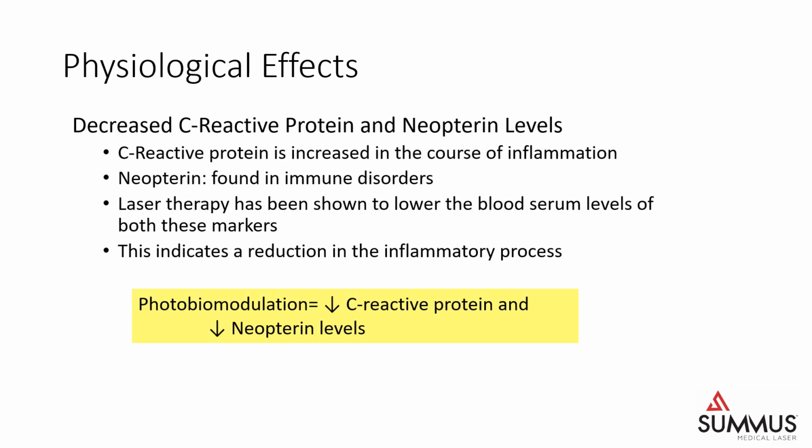One method to assess levels of inflammation is the measurement of C-reactive protein, which is increased with the course of inflammation. Neopterin levels, on the other hand, are found in autoimmune disorders such as rheumatoid arthritis and systemic lupus erythematosus. Laser therapy has been shown to lower the serum levels of both these inflammatory markers. Decreased marker levels are indicative that the combined effects of laser therapy induced anti-inflammatory actions are effectively reducing the inflammatory process. So photobiomodulation reduces C-reactive protein and reduces neopterin levels.